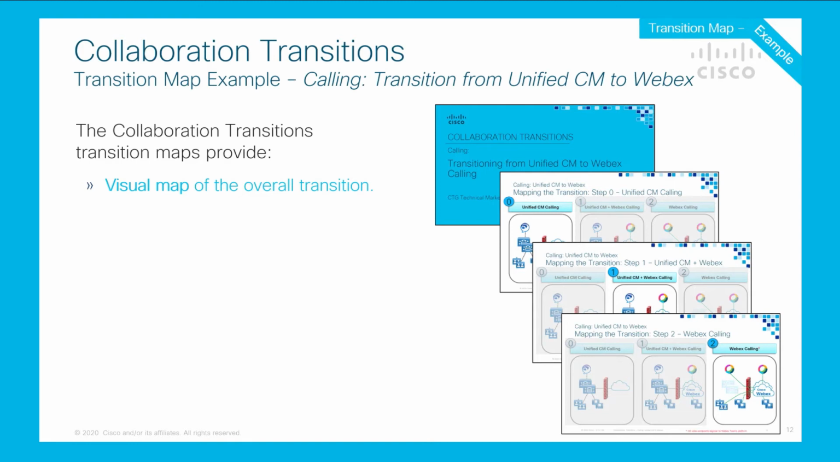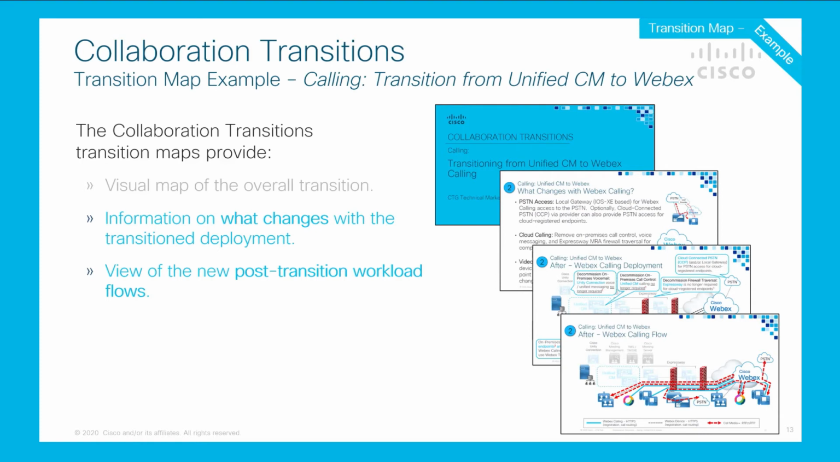Now, depending on the transition, there may only be 2 steps, but in this example, there happen to be 3 steps. In the case of this transition between Unified Communications Manager and WebEx calling, there's an interim step where both Unified Communications Manager and WebEx calling coexist.